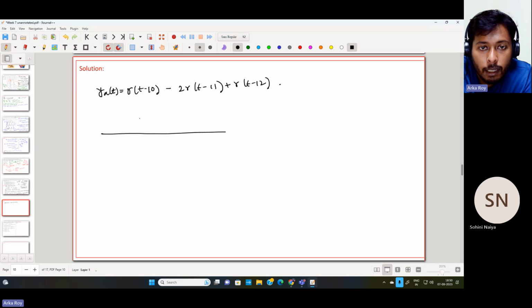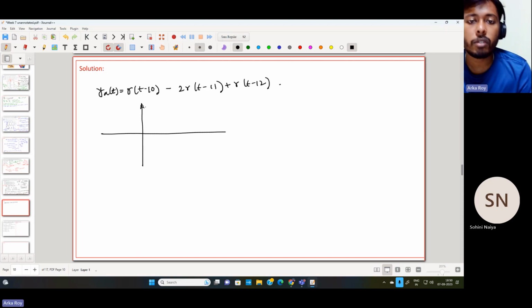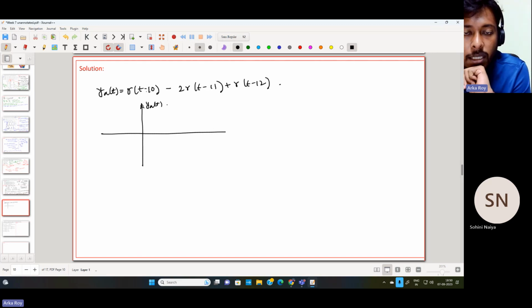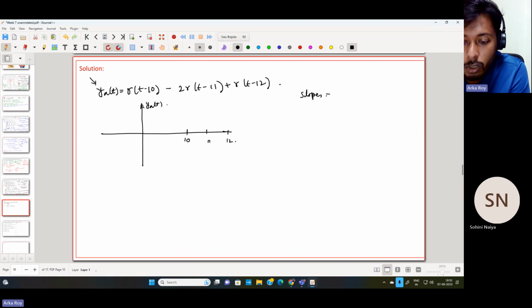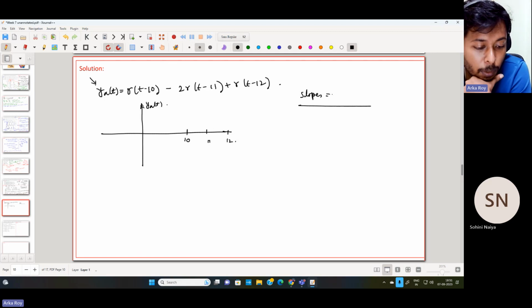Now I can try to visualize how this y(t) looks like. The y(t) starts at index 10, then index 11, and then index 12. We need to see how the slopes change over here, so we need to calculate the slopes. For this particular operation, we have to see the given signal.